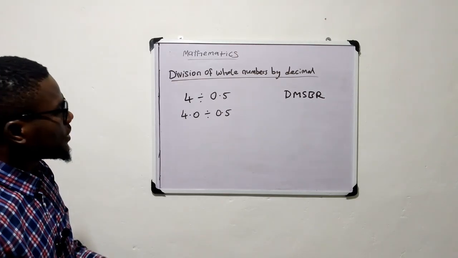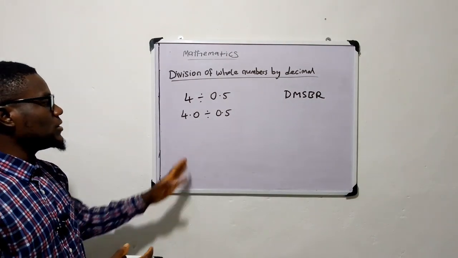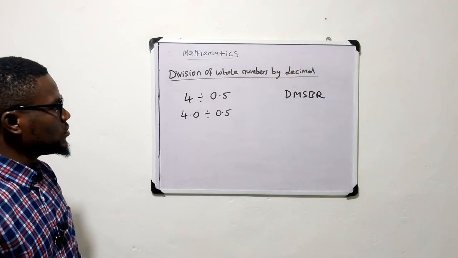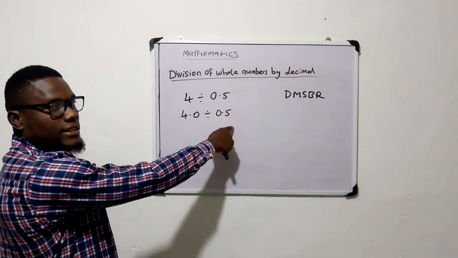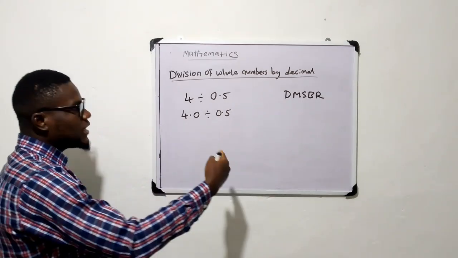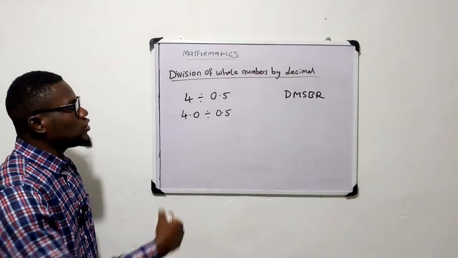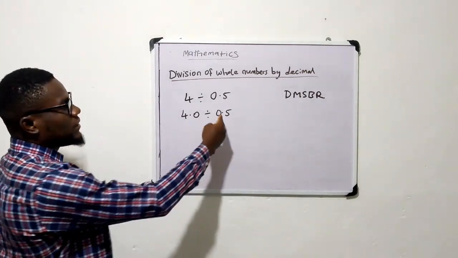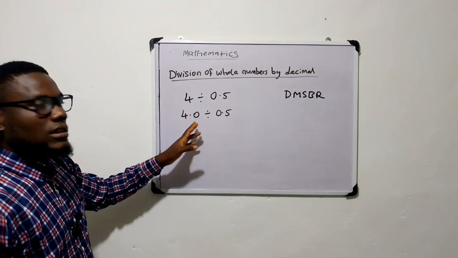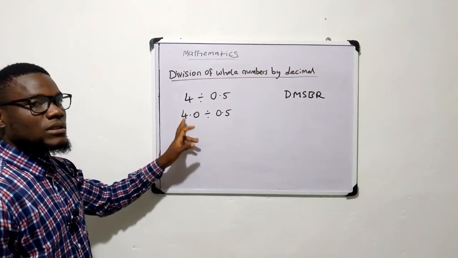Remember what we did in the last class, when we divided decimal by decimal. We have to convert both the dividend and the divisor into whole numbers, and for us to do so, we have to move the decimal point to the right. We have to consider the number of digits after the decimal point on the divisor side, and move the decimal point that number of times on the dividend side too.